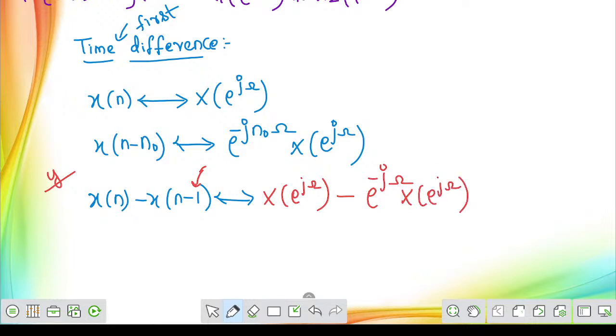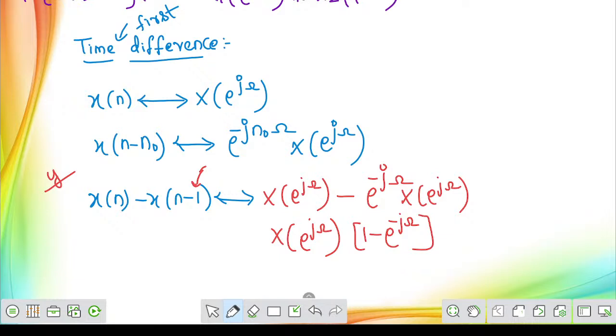In place of n naught we have 1, into X of e power j omega. Can I take X of e power j omega outside? Of course, I can take it outside, sir. So inside the bracket you will have 1 minus e power minus j omega. That's it. So this is called the first difference equation. Hope you understand, and you must keep it in your mind.